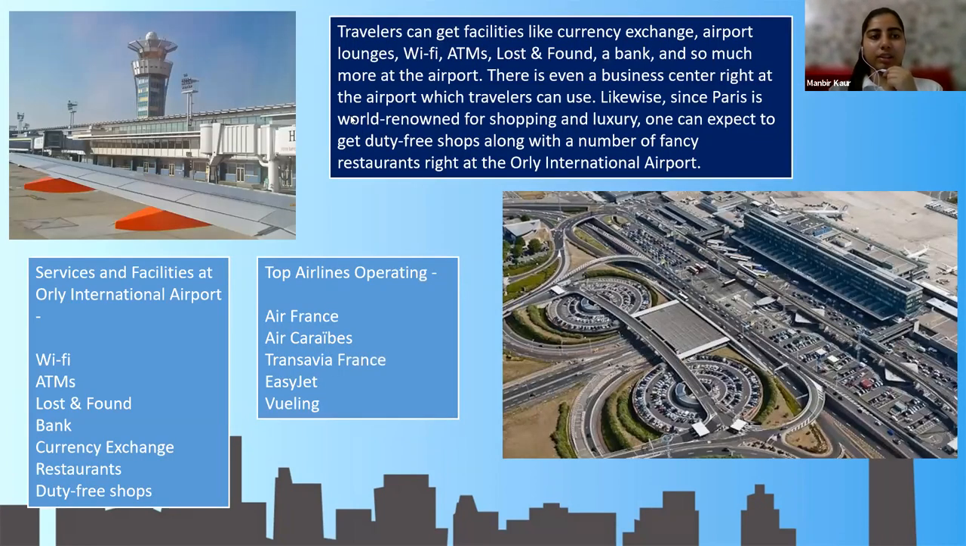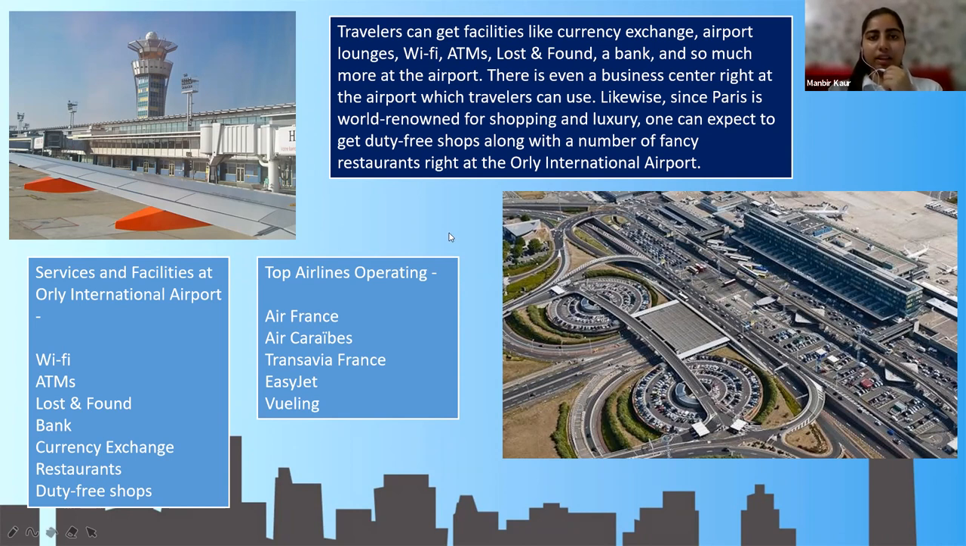So here you can see the first picture of the infrastructure of the airport along with the tower, that is the air traffic controller tower. And in the next picture you can see the aerial view of the airport. So this is basically showing the car park.